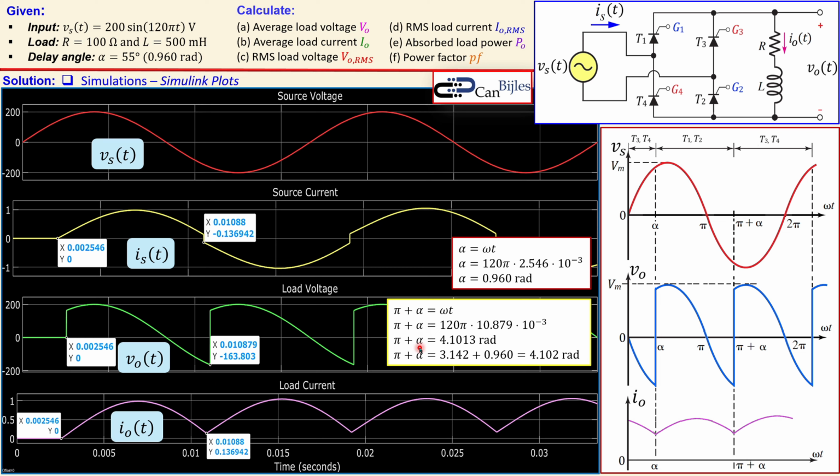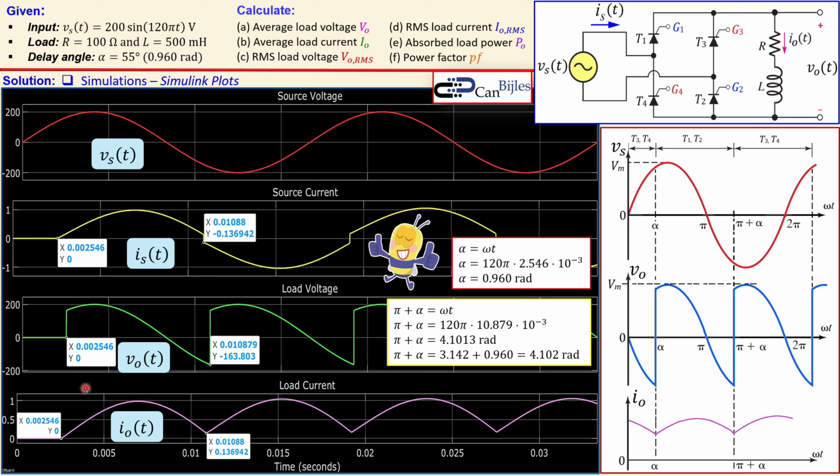That can be calculated like so. So I can verify that it is indeed approximately 4.10 radians. That is actually what you see here. If you take this time, multiply again by 120 pi radians per second, that will result in this many radians. You also see here the load current, which is staying above that, dictating the continuous current mode, as we have also sketched here.